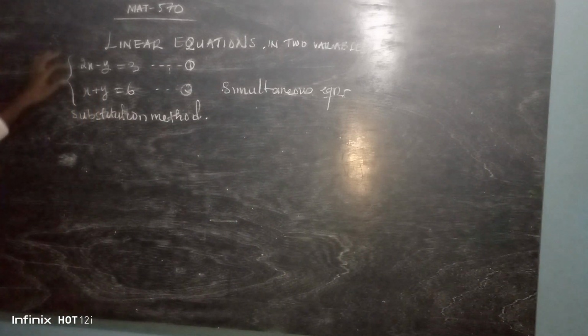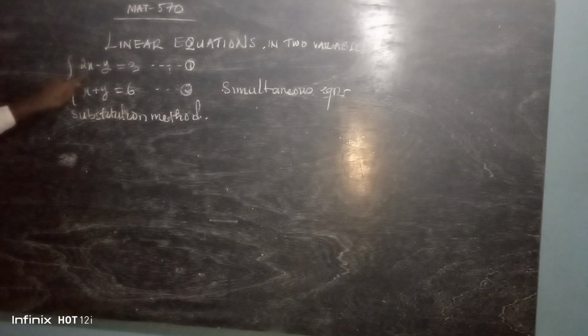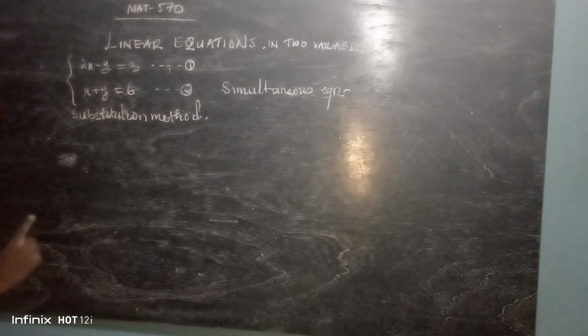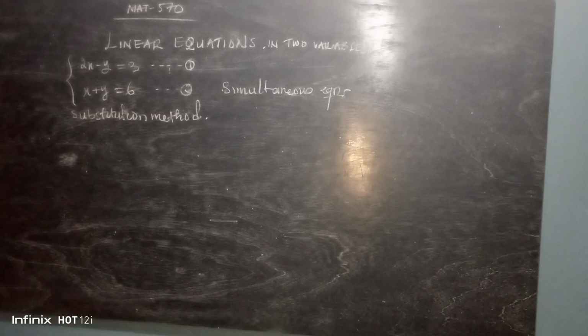The substitution method transforms the two equations into a linear equation in one variable. So how do we do this? We take the first equation and make one of the variables, one of the unknowns, the subject of the formula.